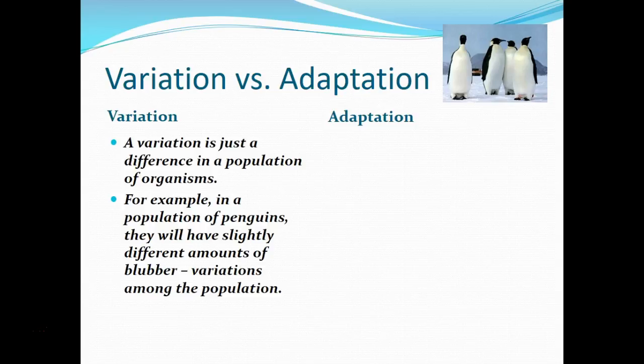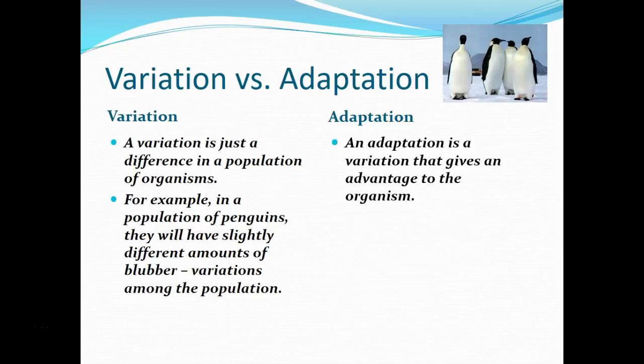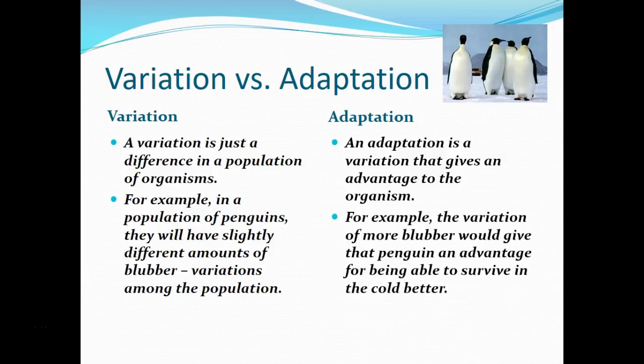A variation isn't an adaptation unless that variation gives the organism an advantage in its environment. So once it becomes an advantage, then it's considered an adaptation. All living things that reproduce sexually have variations, but not all of those variations are adaptations. So again, going back to our penguin example, if it gets even colder in their environment, then having a little bit more blubber would obviously be an advantage, and help those penguins to survive better.